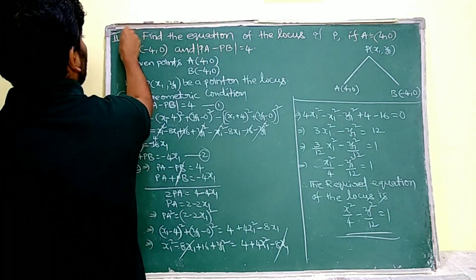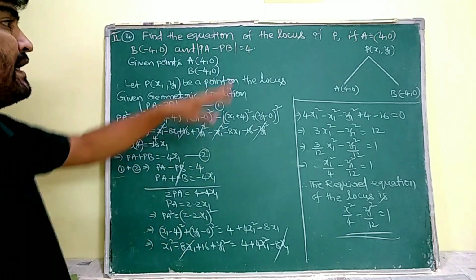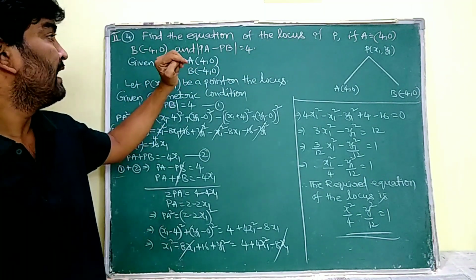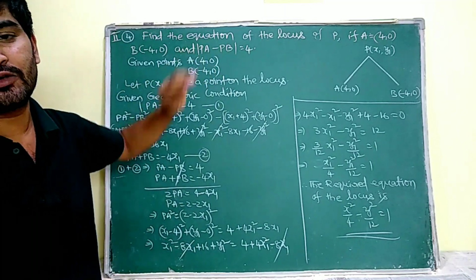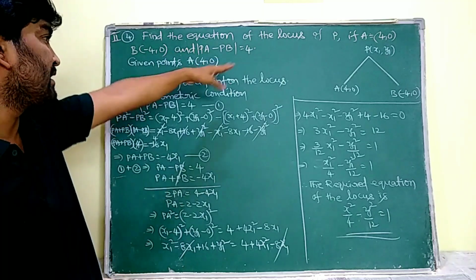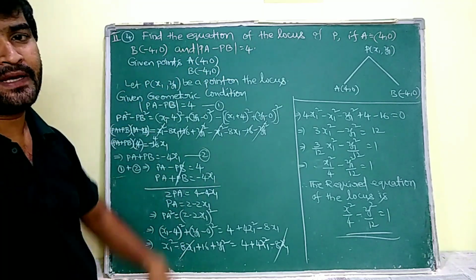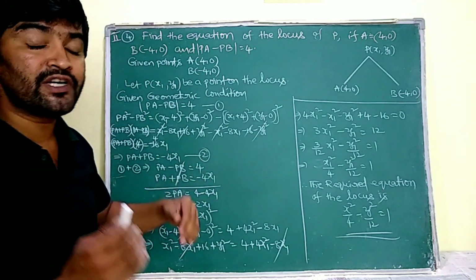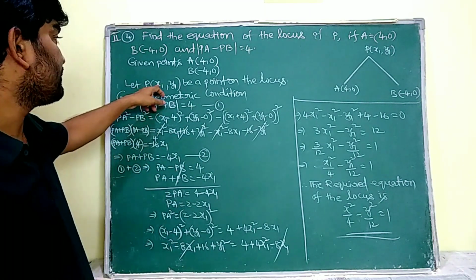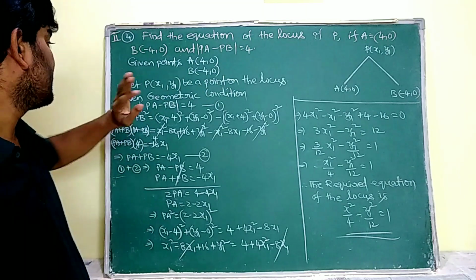Find the equation of the locus of P if A(4, 0), B(-4, 0) and PA - PB is equal to 4. Okay, firstly we have to write the given points. Given points A(4, 0), B(-4, 0). Now we have to assume a point P(x1, y1) on the locus. So let P(x1, y1) be a point on the locus.